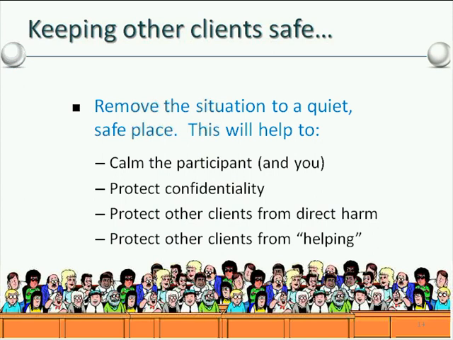And finally, if the situation escalates into an aggressive form of interaction, it'll protect other participants and clients in the environment from any sort of direct harm, from a pen being thrown to a chair being overturned or any other sort of aggressive acting out. And finally, as well-meaning as they are, the little darlings are not so helpful sometimes. What we don't want is other participants getting involved in trying to help us out and thereby escalating the situation. And so by removing it out of the view of other participants, we're preventing those other participants from helping and inadvertently making the situation worse.